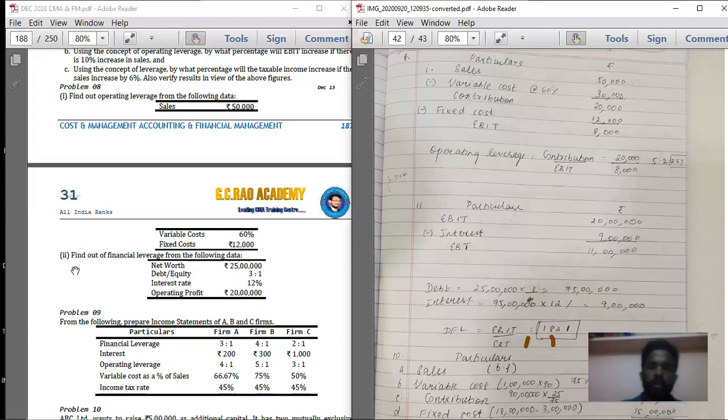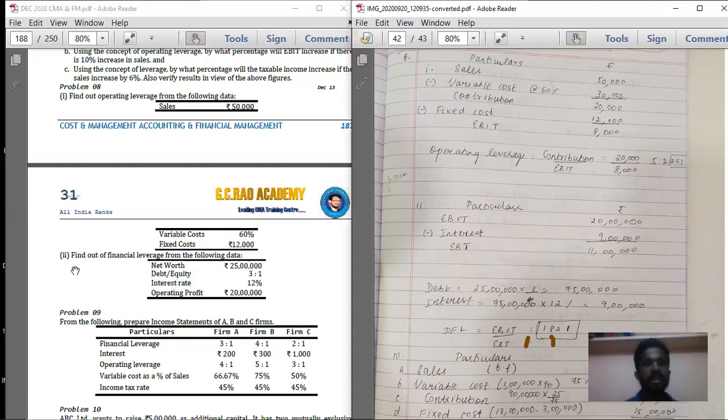And coming to next, point number 2. Find out the financial leverage from the following data. Net worth, they have given 25 lakhs. Debt to equity 3:1. Interest rate they have given 12%. And operating profit they have given 20 lakhs. With this, we should find financial leverage.